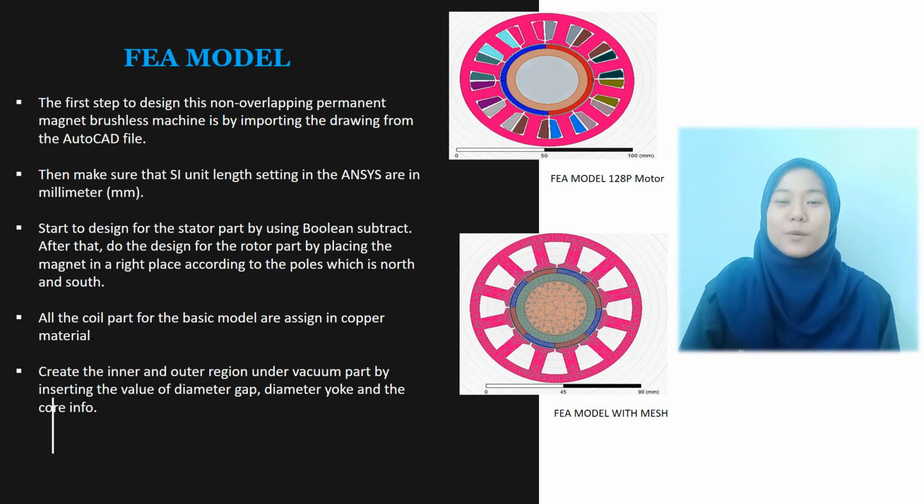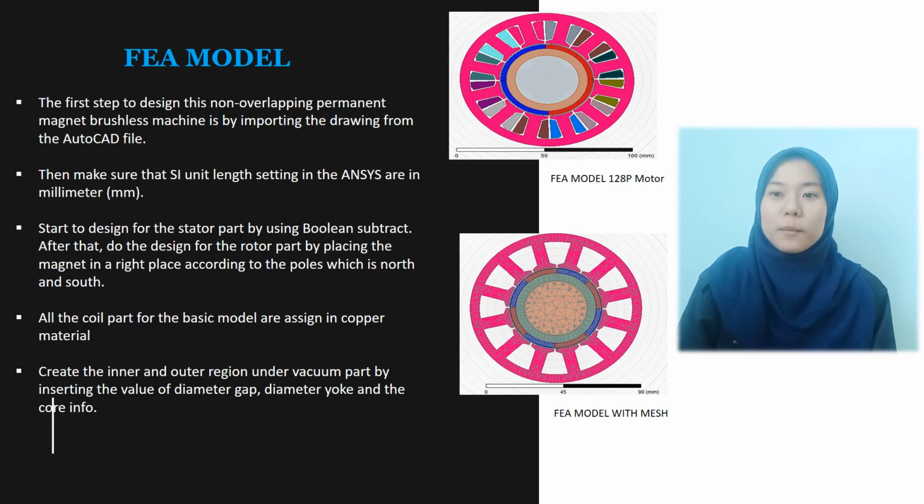Okay, next I will continue with the FEA model. The first step to design this non-overlapping permanent magnet brushless machine is by importing the drawing from the AutoCAD file. Then, make sure the SI unit length setting in ANSYS is in millimeter. After that, we start to design the stator part by using Boolean subtract, and then do the design for the rotor part by placing the magnets in the right place according to the poles, which are north and south pole.